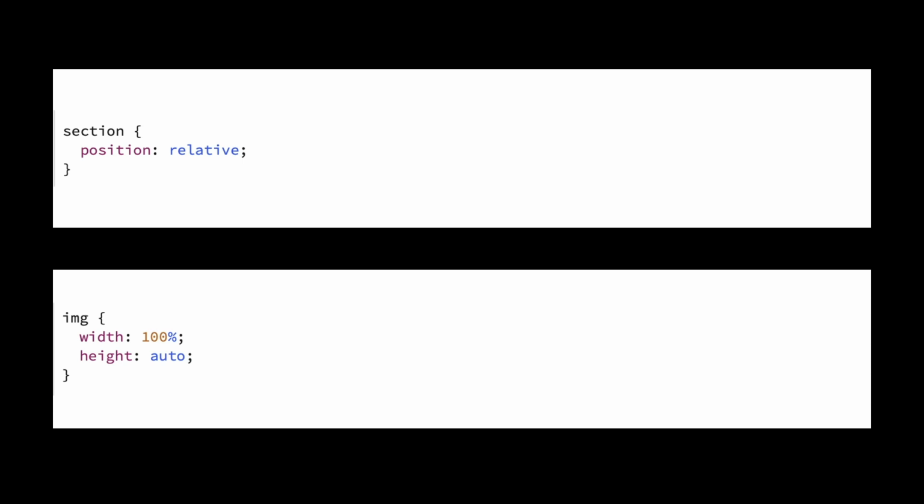Now we can look at the CSS. We see that we have relatively positioned our section element. Our image has a width of 100% and a height of auto. It will be responsive. The image will always be the full width of the containing element.